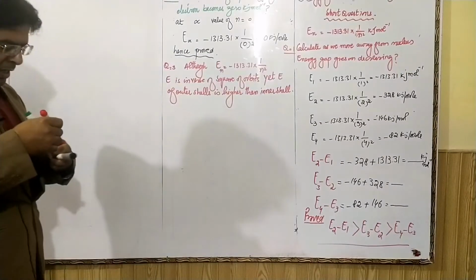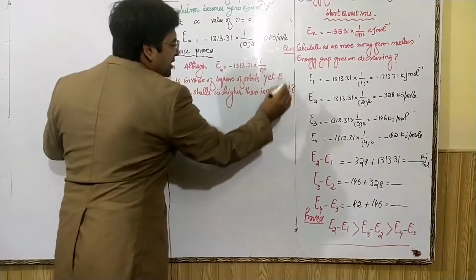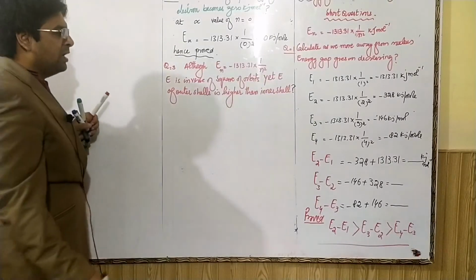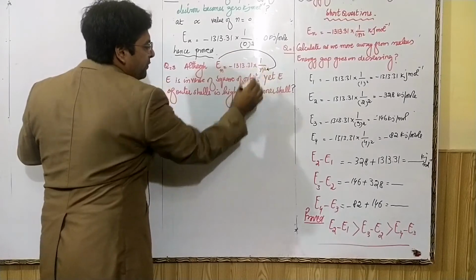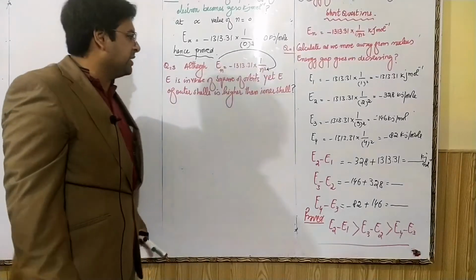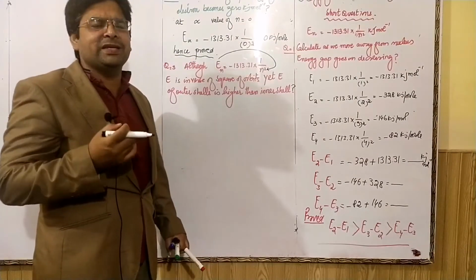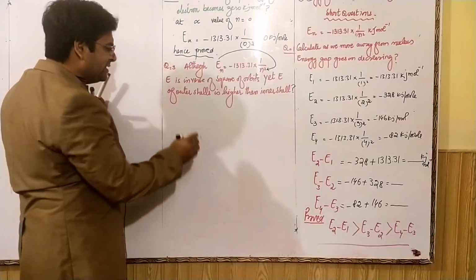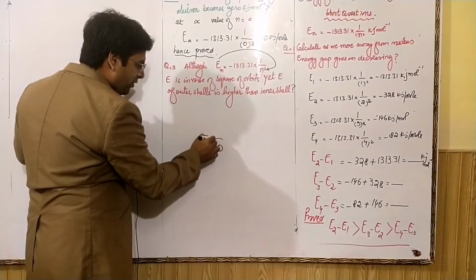So the answer of this question is: although energy is inverse of number of orbits, so as number of orbits are increasing, energy should decrease, but it is increasing. Why is it increasing? Although we can prove it from the figure.